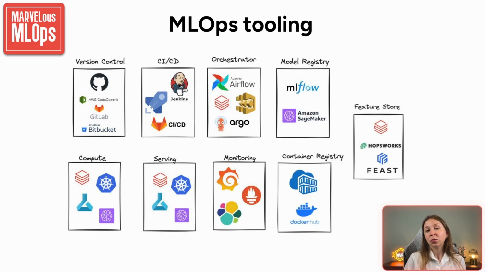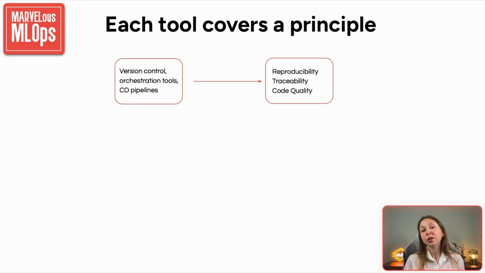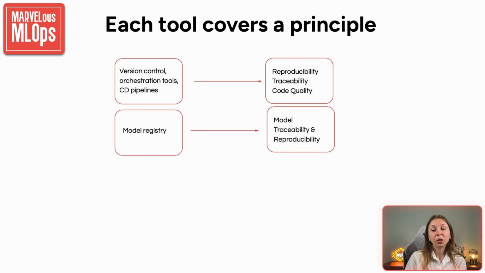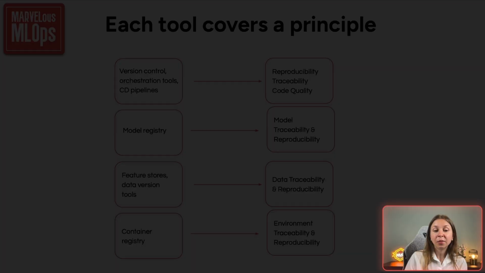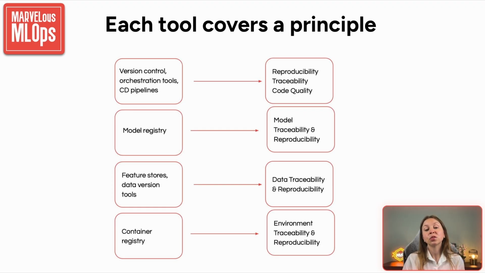But you shouldn't have a tool just for the sake of having it. It is important to understand that tools are there to cover the MLOps principles. So version control, orchestration tools, and CD pipelines ensure code traceability, reproducibility, and code quality. Model registry ensures model traceability and reproducibility. Feature stores and data version tools ensure data traceability and reproducibility, and container registry ensures environment traceability and reproducibility.